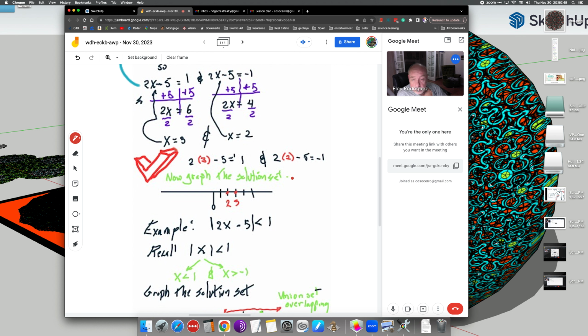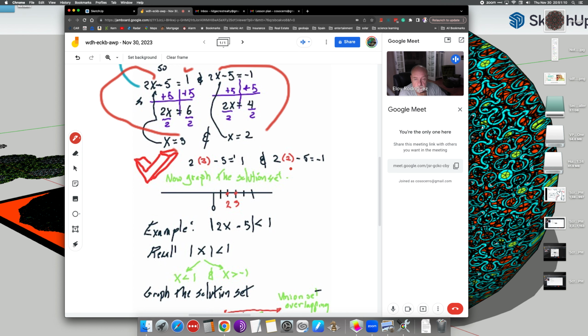I'll show you. Okay, now let's check the work. So remember, x equals 3, so I'm going to plug it in here. Now I have 2 times 3 minus 5. Well, that equals 1. That's good. Check. And then how about over here? Let's try 2. I put 2 in here. So 2 times 2, yes. Excellent. So now let's graph these solutions.